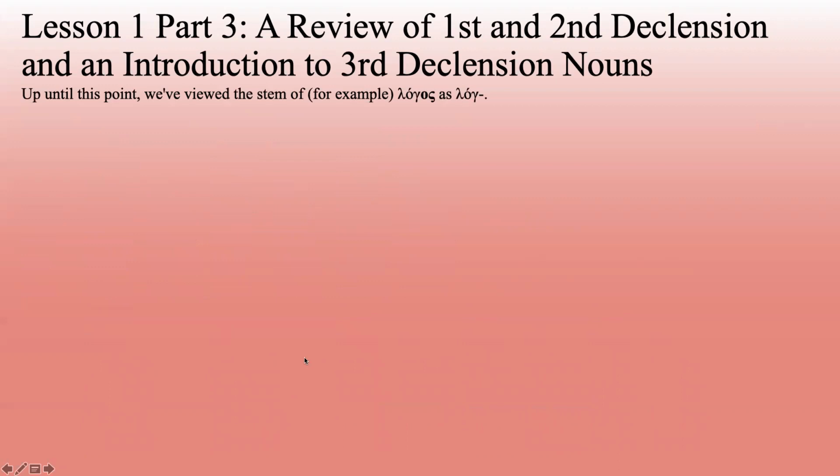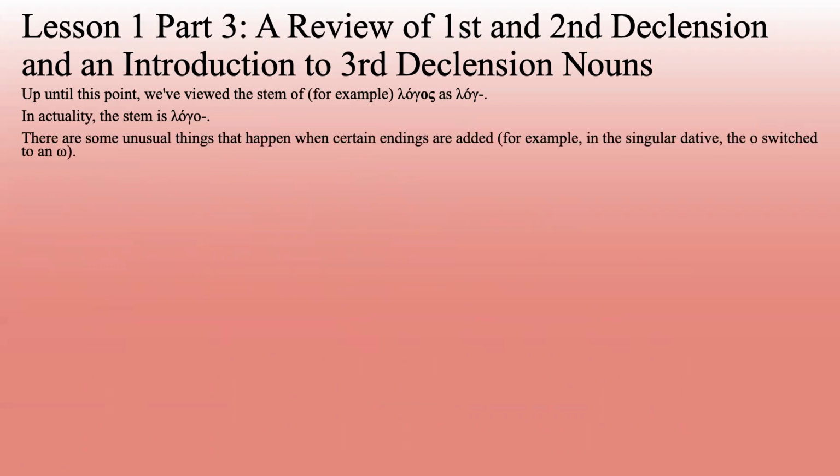Now, up until this point, we viewed the stem of, for example, logos as log. In actuality, the stem is laga. There are some unusual things that happen when certain endings are added. For example, in the singular dative, the omicron switched to an omega.